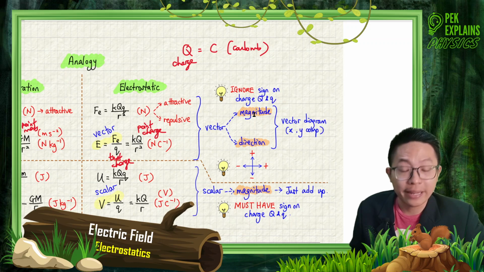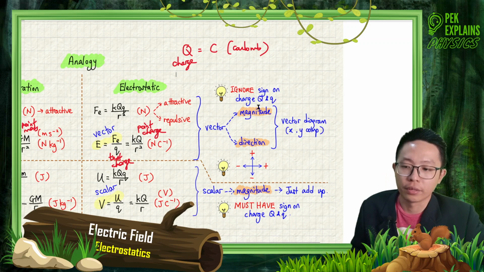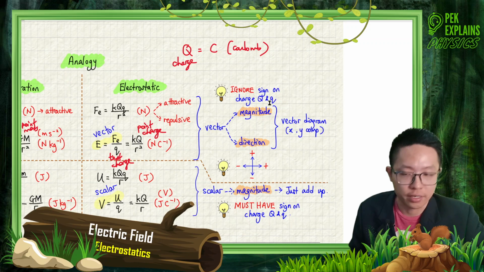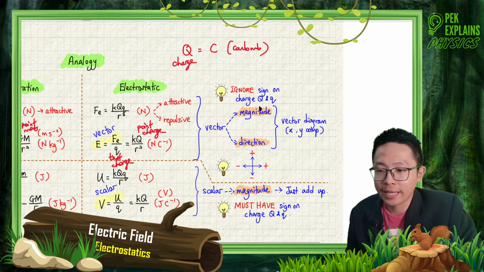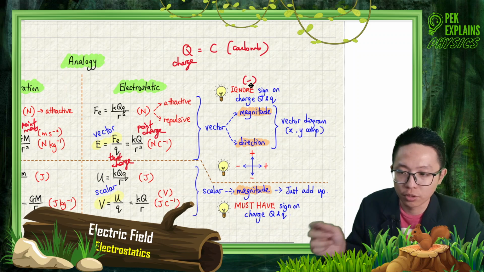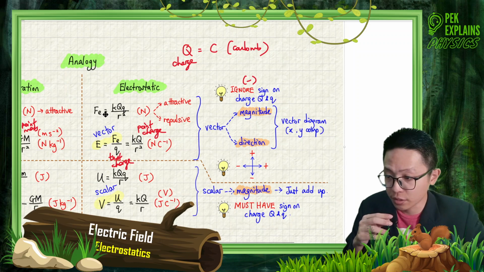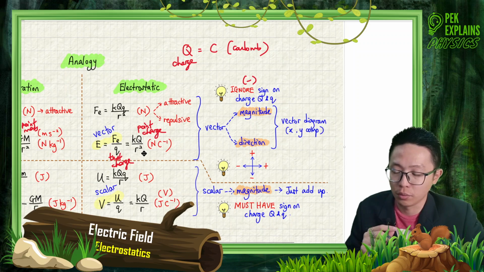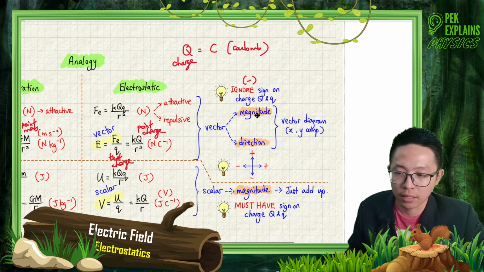When you calculate the magnitude of either force or electric field strength, you ignore the sign on the charge, because we have positive and negative charges, isn't it? For the negative charge, you just ignore the sign. That means you don't put in the negative sign during calculation for the magnitude of force and electric field strength. When you use this formula, KQq over R squared or KQ over R squared, if the big Q or small q is a negative charge, don't put in the negative sign during the calculation for magnitude.